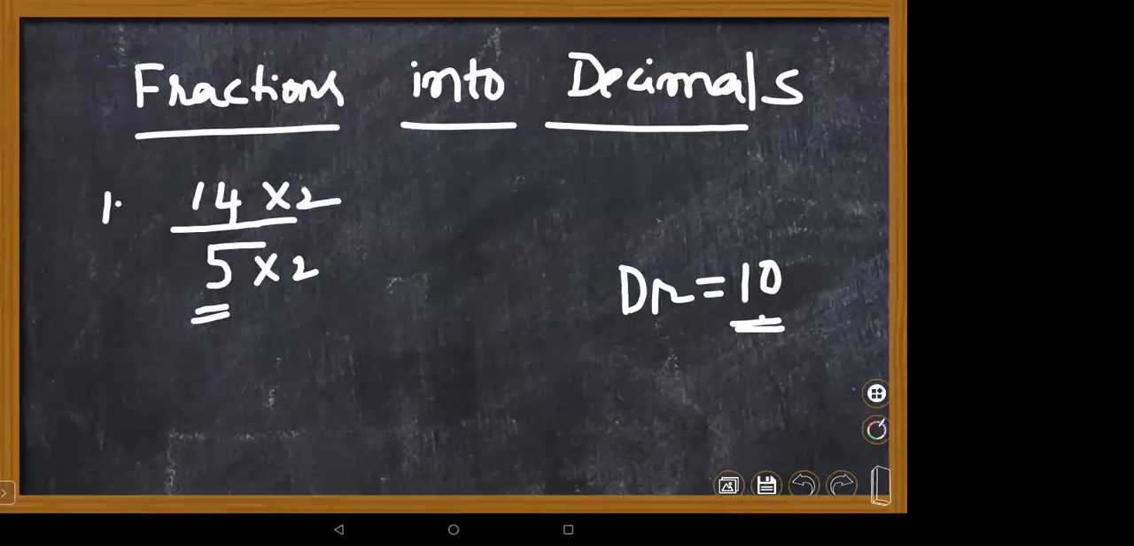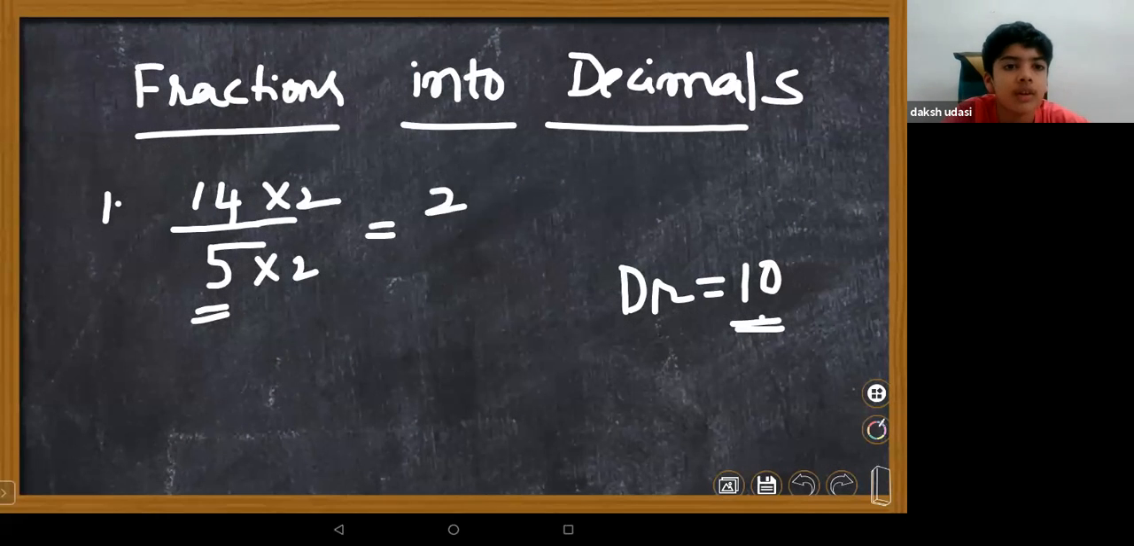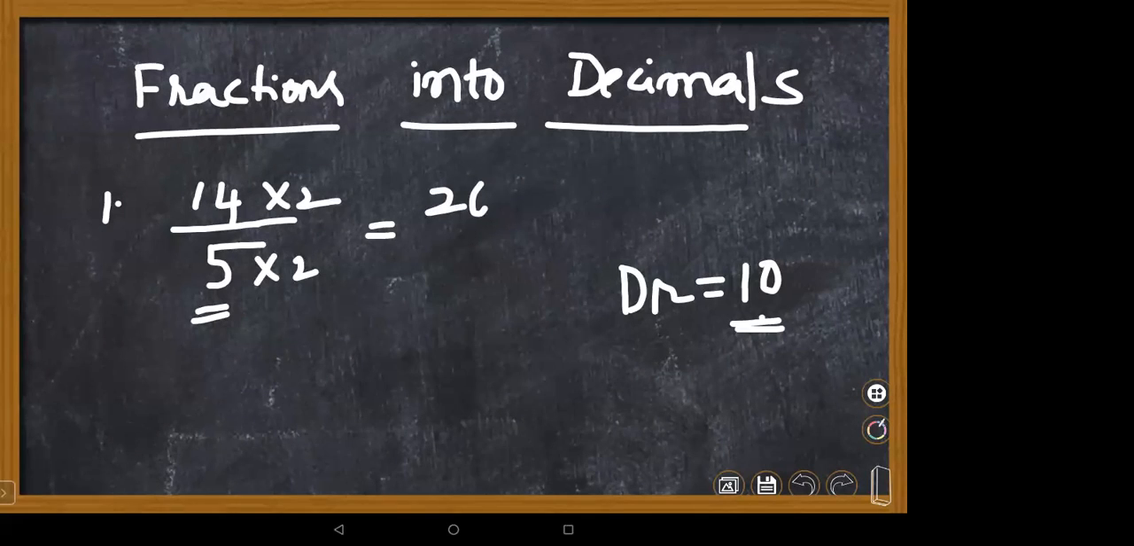But for our convenience, I can write my fraction as 14 by 5, I just raised the fraction. 4 twos are how much, Daksh? 4 twos are 8. 14 twos are 28. 28 divided by denominator how much? 10, ma'am. Now, is it easy to convert to decimal?